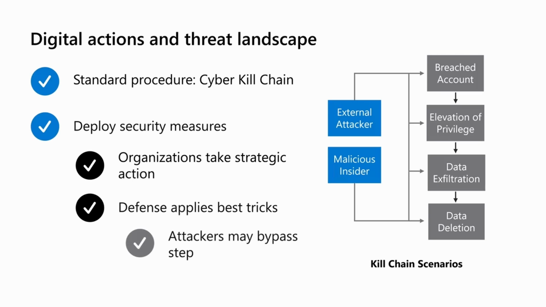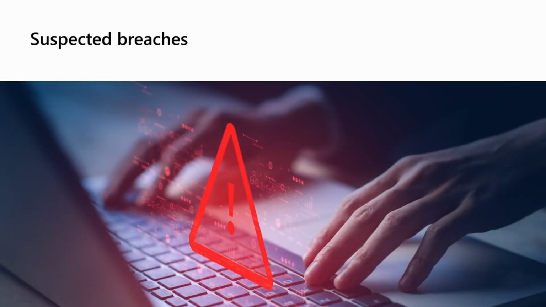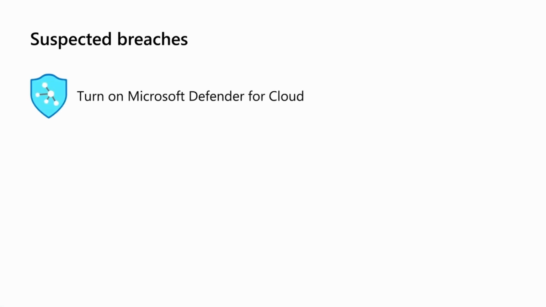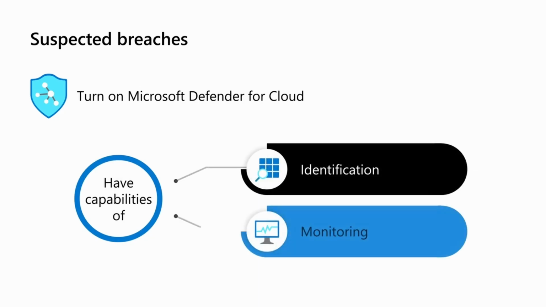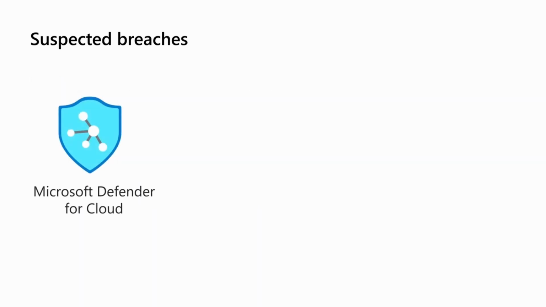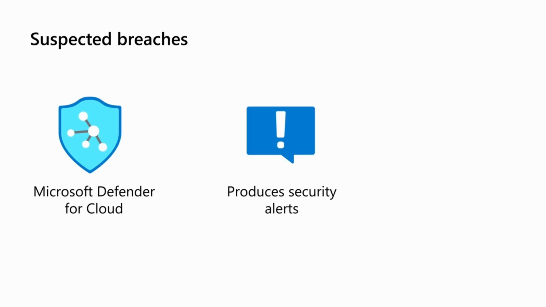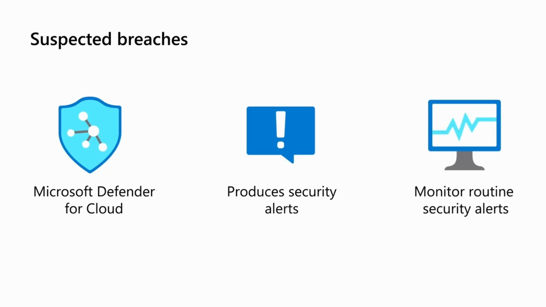through various exploitation techniques. Now, let's understand the suspected breaches in the cloud and Microsoft Sentinel environments that are sought out and investigated. The Azure subscription's initial step is to turn on Microsoft Defender for Cloud. It includes capabilities for ongoing threat identification and monitoring. To analyze the security alerts produced by Microsoft Defender for Cloud, you must then routinely monitor security alerts.